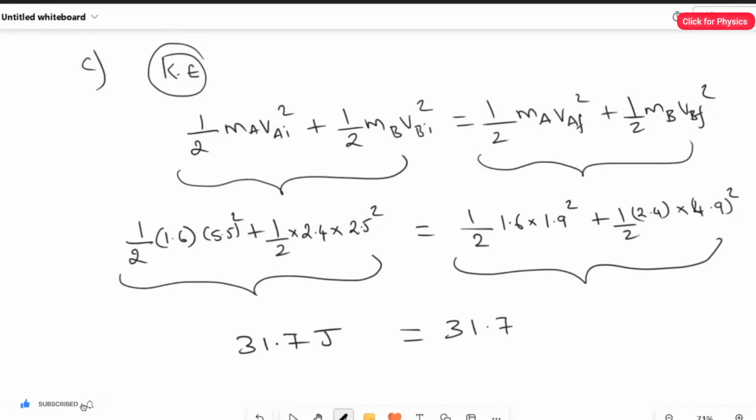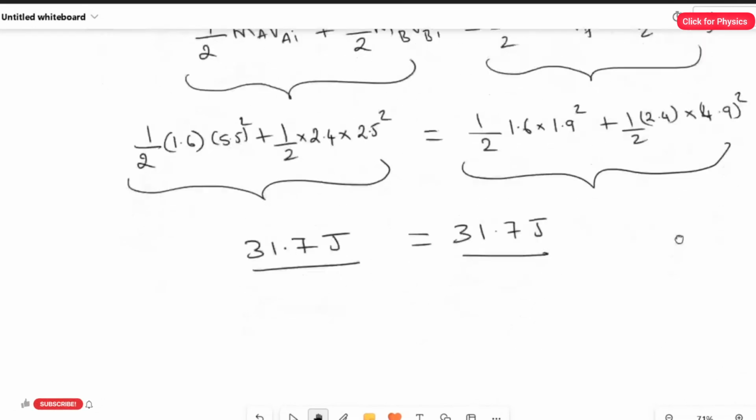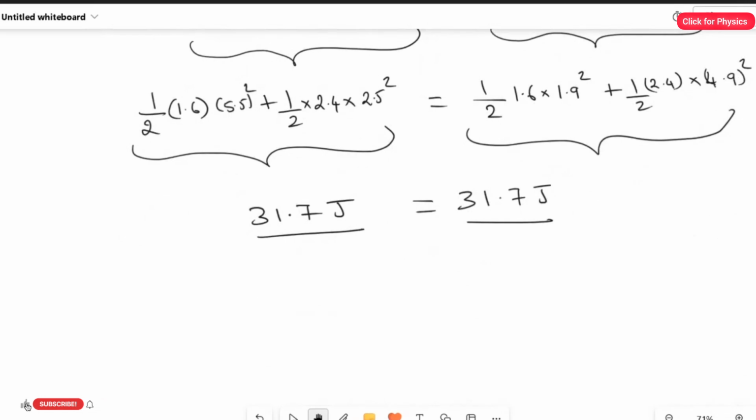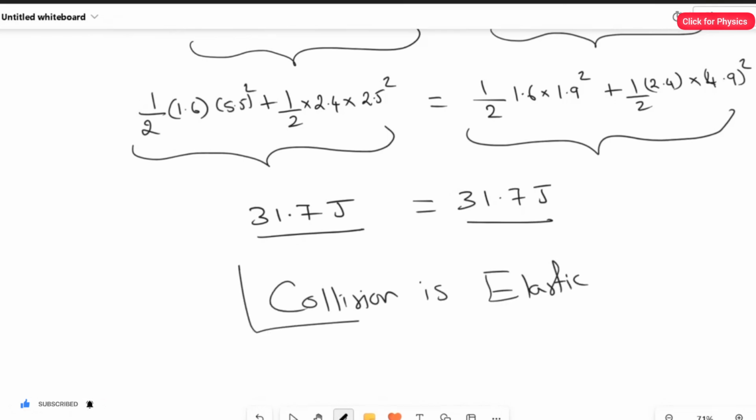Now you can see the right hand side value and the left hand side value. We got 31.7 joules here, and we have 31.7 joules there. That means the kinetic energy initial and final is exactly the same. So what we studied in the theory, if your initial kinetic energy is equal to the final kinetic energy, then the collision is elastic. Suppose you got a different answer, then the collision is inelastic. So what is the answer for this question? The collision is elastic. So this is the answer for the third part.